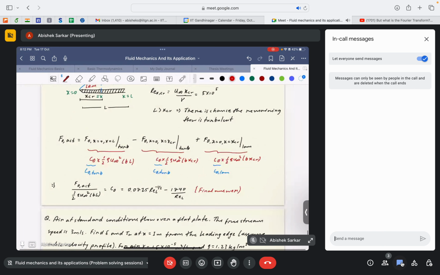So I hope it was clear, and how both the Blasius solution and the von Karman integral solution are applicable in this solution methodology. So I hope this part was clear.